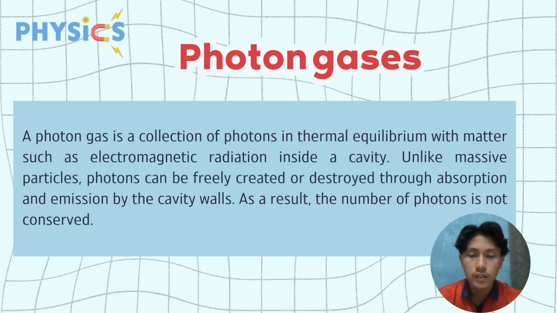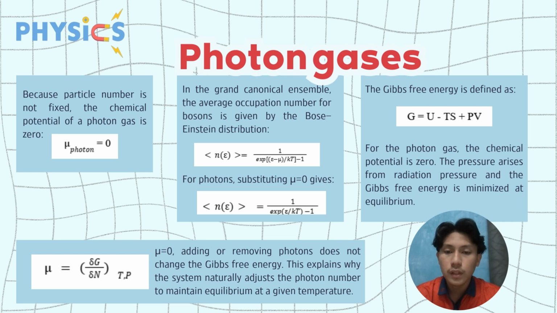So for photon gases, a photon gas is a collection of photons in thermal equilibrium with matter, such as electromagnetic radiation inside a cavity. Unlike massive particles, photons can be freely created or destroyed through absorption and emission by the cavity walls. As a result, the number of photons is not conserved. Because particle number is not fixed, the chemical potential of a photon gas is zero. So mu photon is equal to zero.